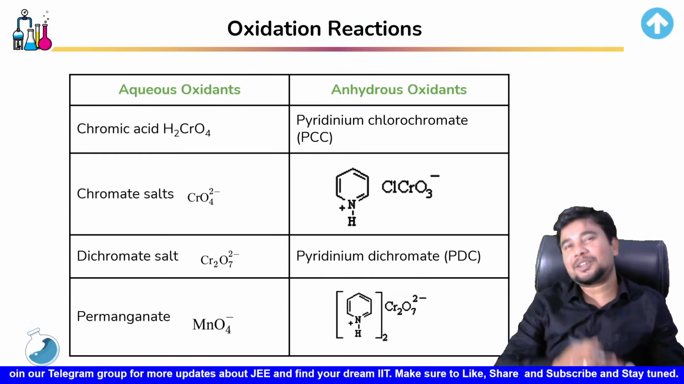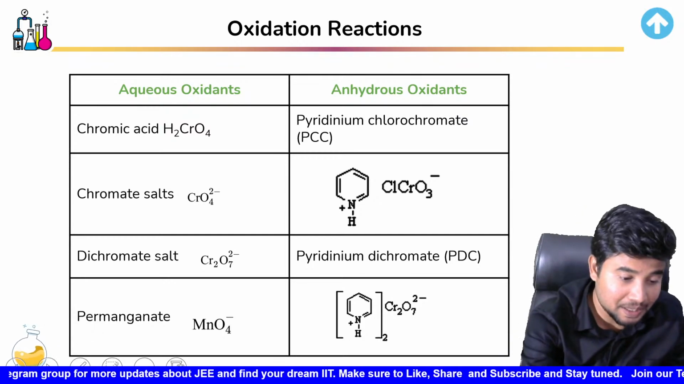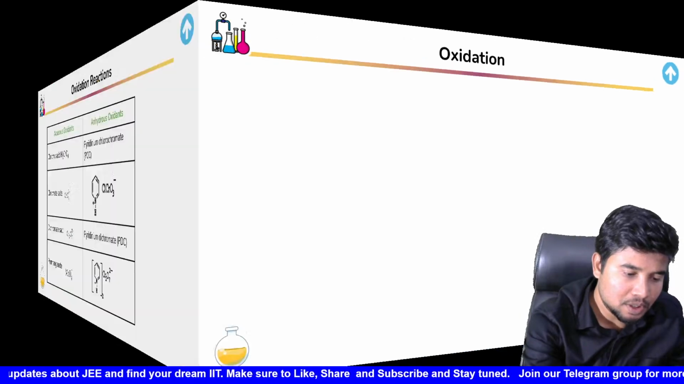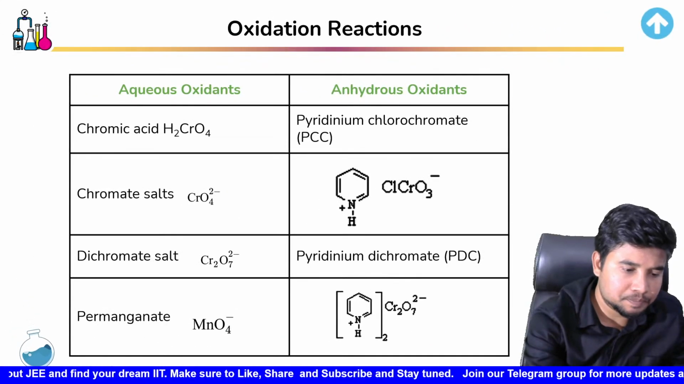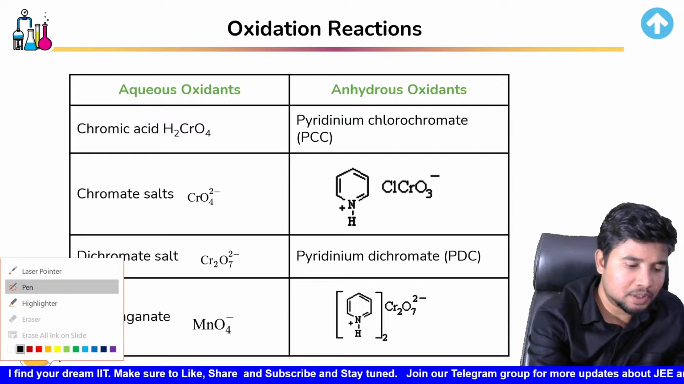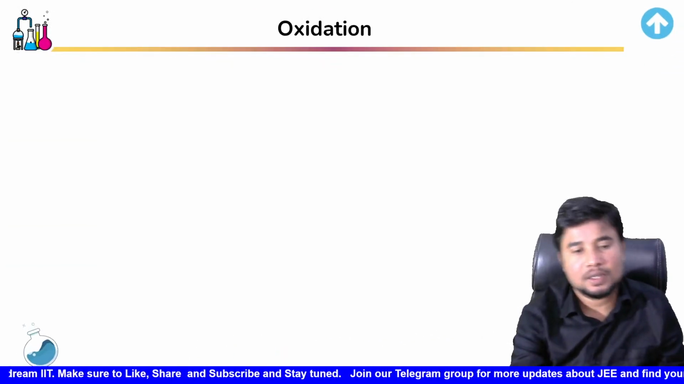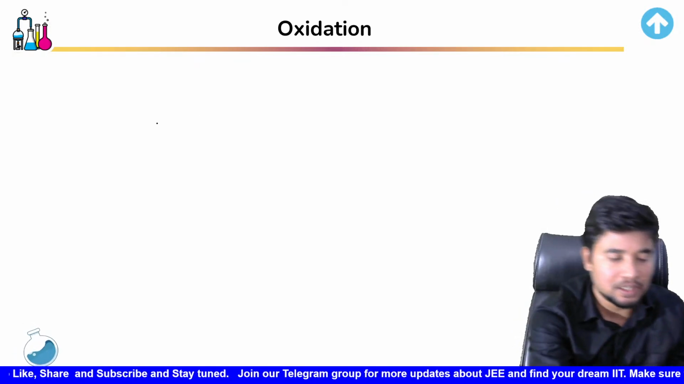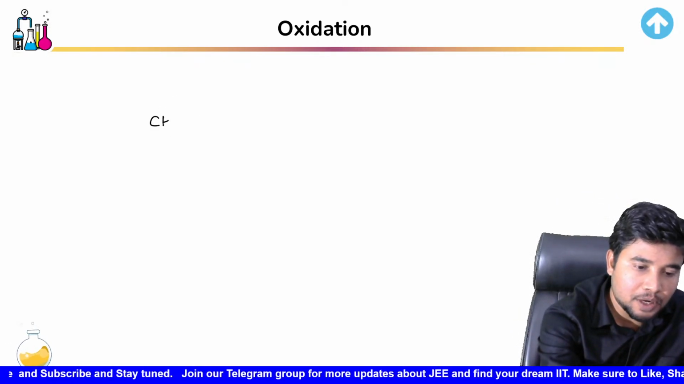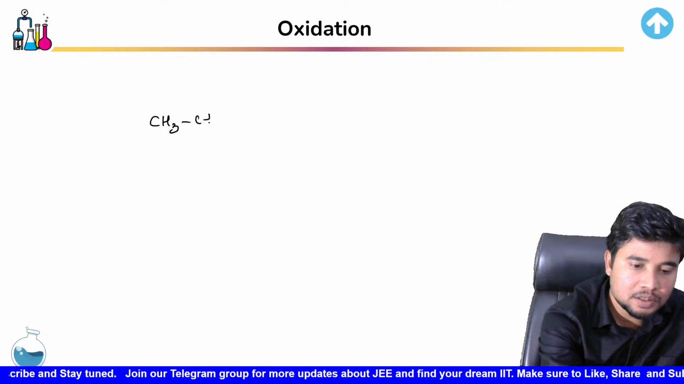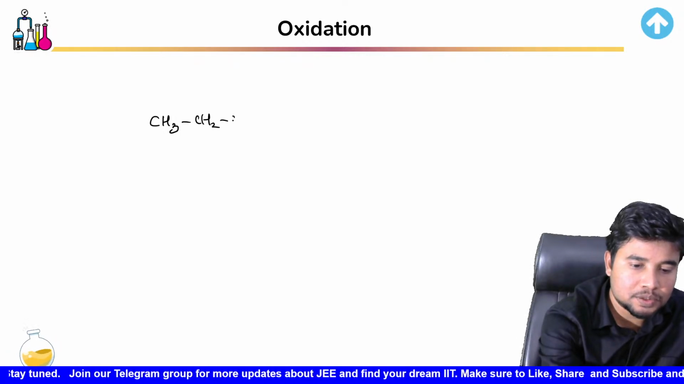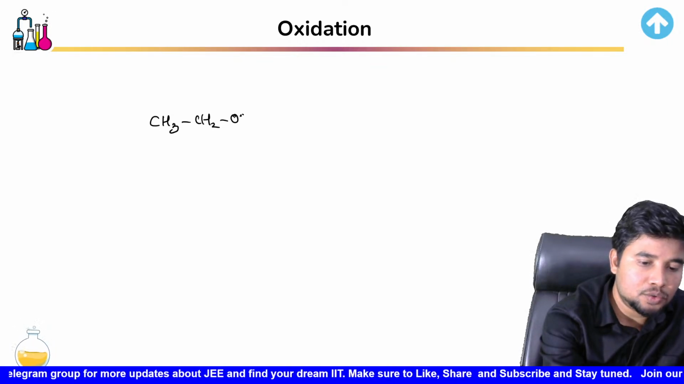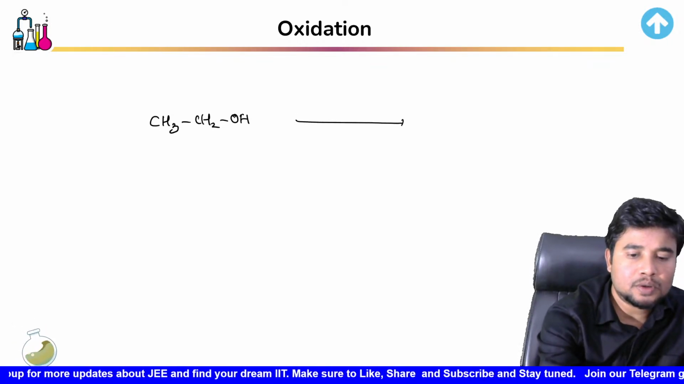Now the next reaction, children, is the oxidation reaction. And in oxidation reaction, a lot of things happen. I'll first show you, and then we'll look at the reagents and other things. Oxidation reaction can happen for primary, secondary, and tertiary alcohols in different manners. Let's say you have a primary alcohol, CH3CH2OH, and you are supposed to oxidize it.